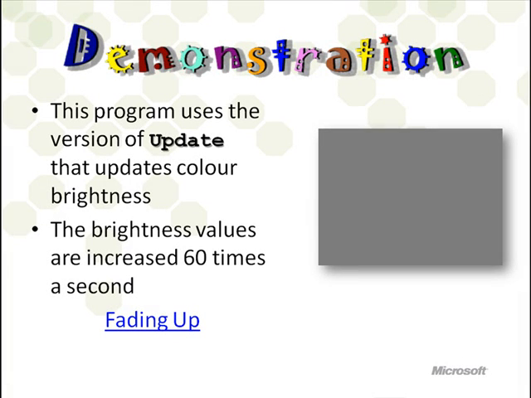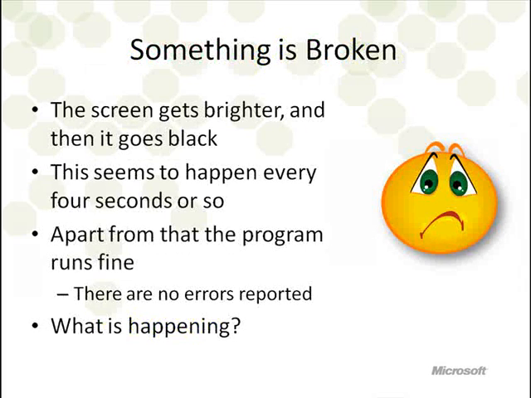The brightness values increase 60 times a second. That number is actually quite significant, as we'll see in a moment. And it uses this version of update that changes the brightness each time we get a tick. And as the unsmiling little face says, the screen gets brighter and brighter, and then it goes black. It happens around 4 seconds or so. Everything else seems to work, and the program, and this is interesting, remember this one folks, the program doesn't complain.